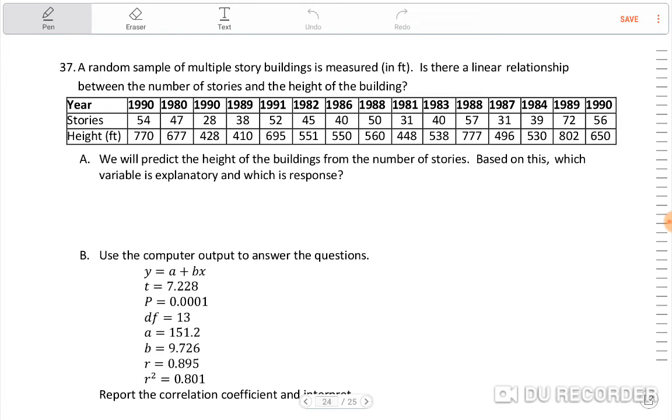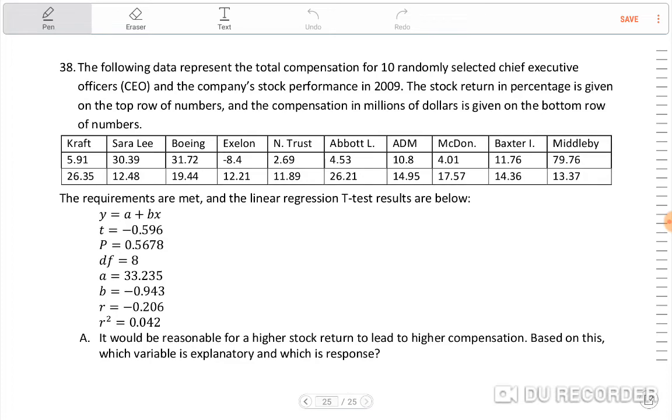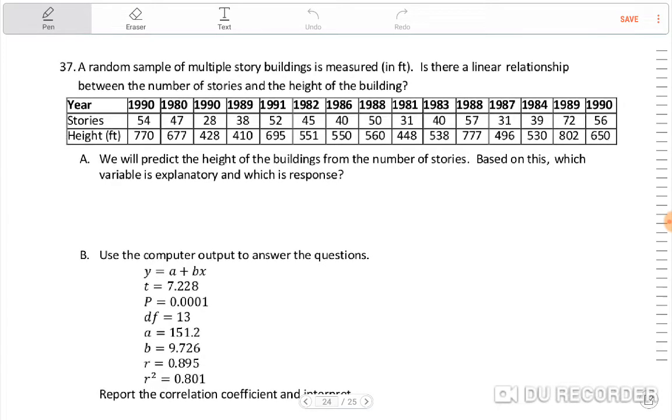Next. Number 37, a random... I thought I only had 37 questions. I guess I have 38. Okay. Oh, man. All right.